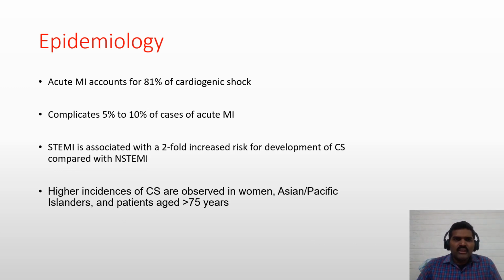Let us see some points on the epidemiology of cardiogenic shock. Acute myocardial infarction accounts for 81% of cases of acute cardiogenic shock and is the single most common cause of cardiogenic shock.